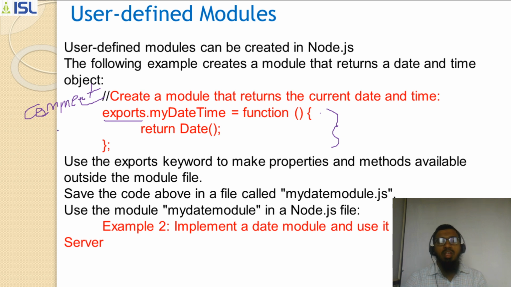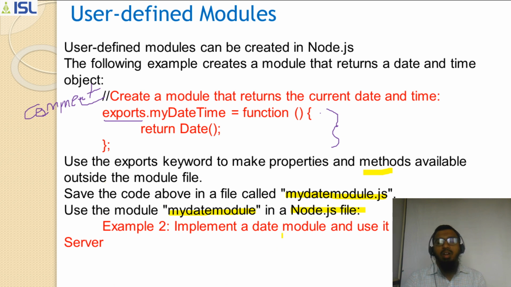Use the exports keyword to make properties and methods available outside the module file. Save the code above in a file named myDateModule.js. Use the module myDateModule in a Node.js file. So these are the two things: we are creating one file, the module, and then we are using that module.